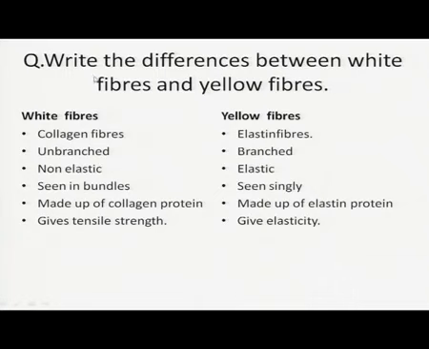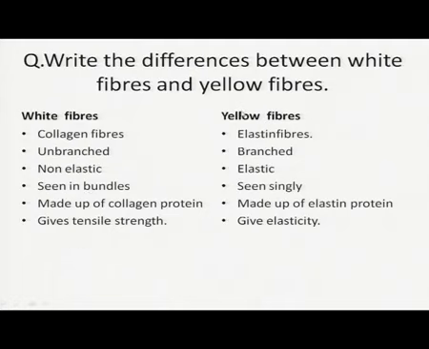Now, another question was, write the differences between white fibers and yellow fibers, a very important concept. You can verify your answer. Regarding the white fibers, see the characters. White fibers are known as collagen fibers. They are unbranched and they are non-elastic. They are always seen in bundles and made up of the protein collagen, and they give tensile strength. So, all these are the typical characters of white fibers.